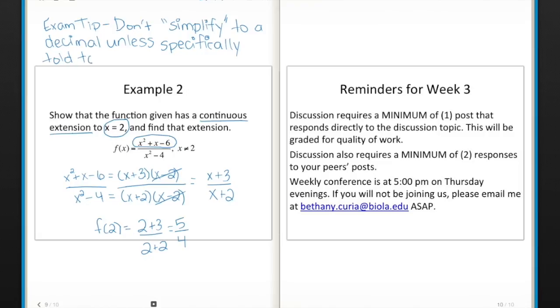It's also a very common mistake on the free response section for students to think they're simplifying to a decimal and do so incorrectly and get docked points. We don't want to get docked points, so unless the test specifically tells you to use a decimal, stick with the fraction.